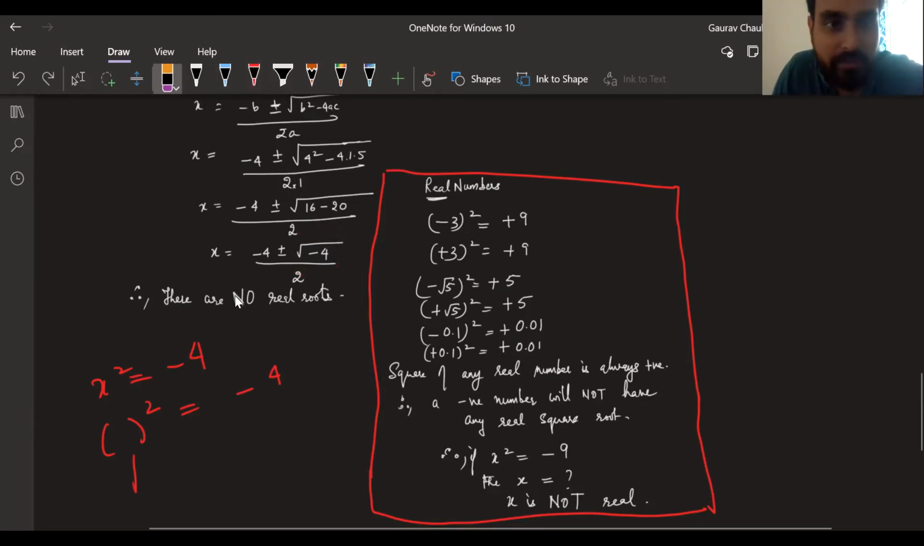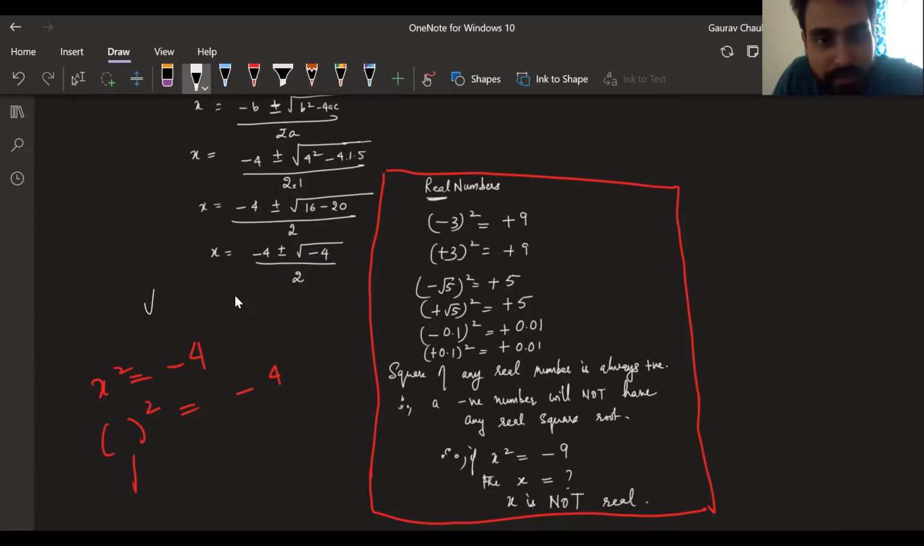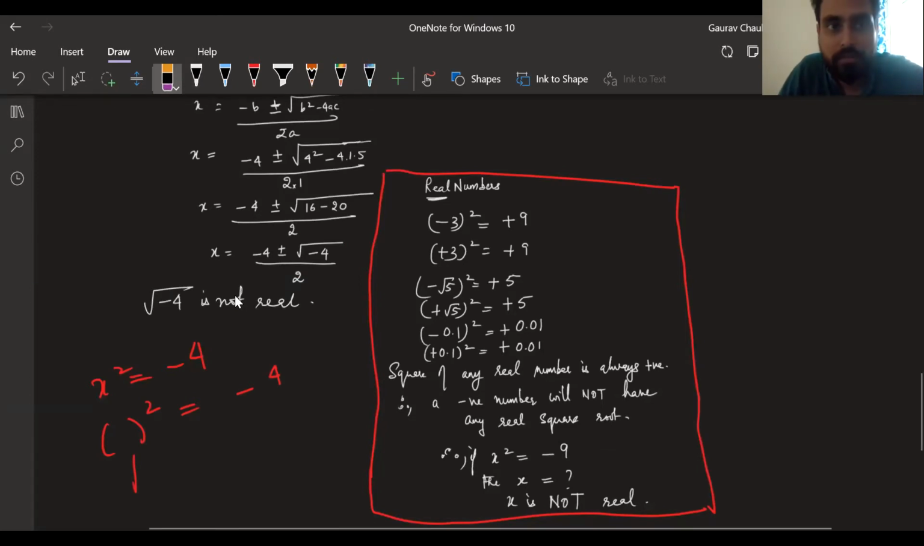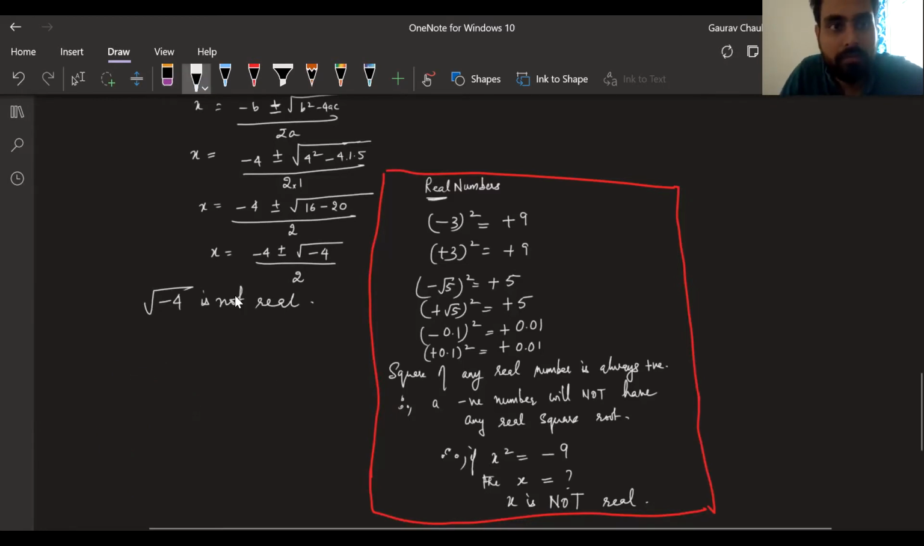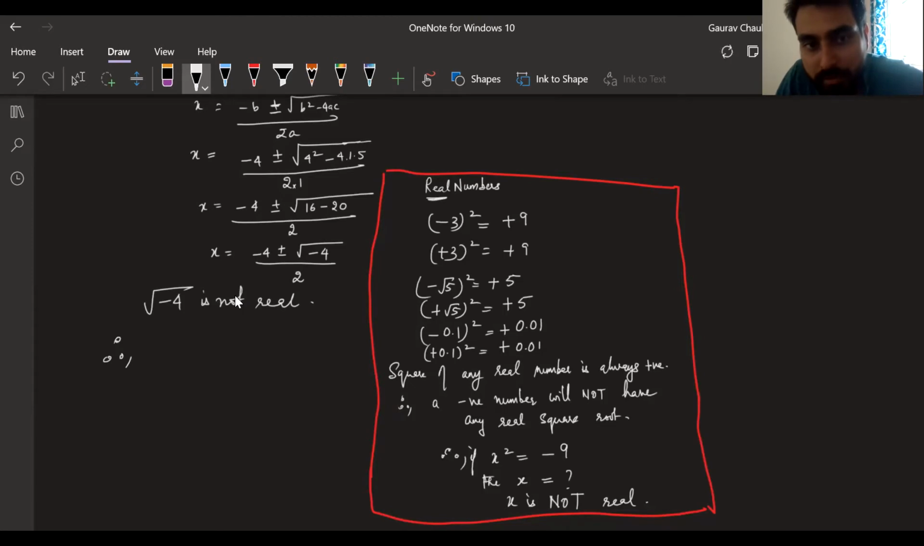Let's write this one line before this, okay? Minus root over -4 is not real. Therefore, there are no real roots. Okay, does this explain better? It's writing this, yeah. Be good, guys.